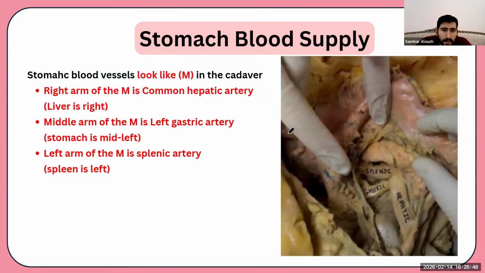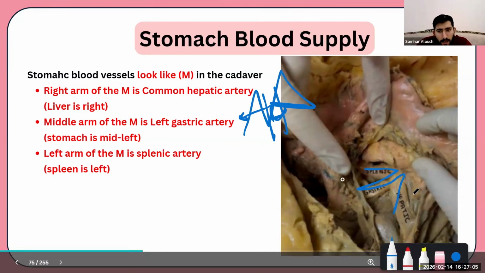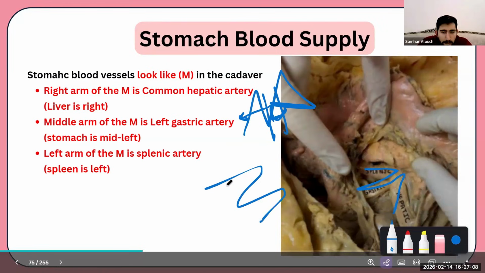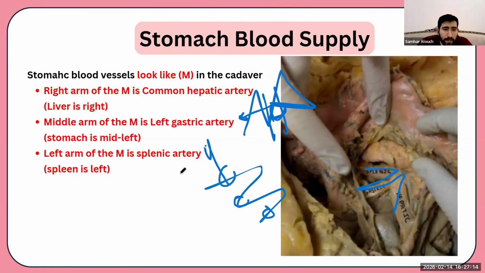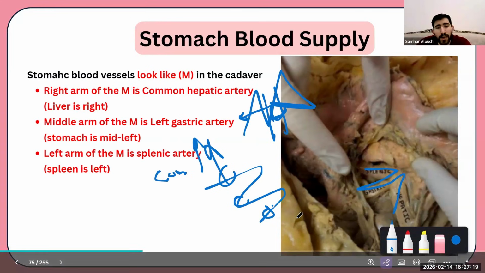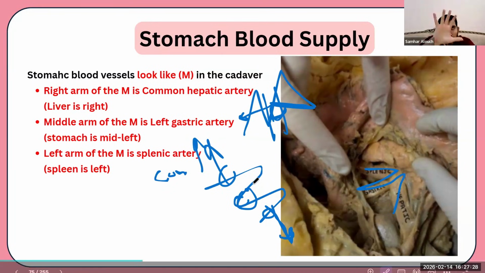Now, as I said, we have the celiac trunk and it gives three arteries. Right one is the common hepatic, middle to left one is left gastric, and left one is splenic. As you can see, it makes an M shape. So they may give you this picture or on the cadaver with an M shape and ask you what's this and what's that. The one going to the right is common hepatic artery, because the liver is on the right. The one going to the left is the splenic artery because the spleen is on the left. The one going mid-left is left gastric artery because the stomach is in the middle to the left side.